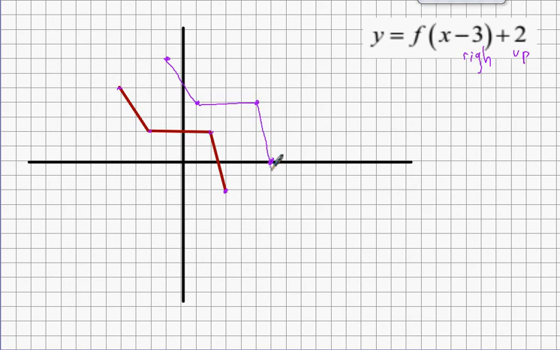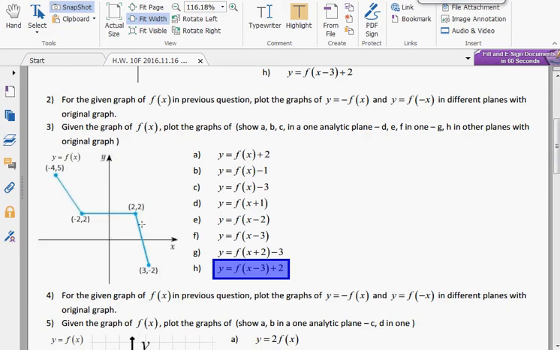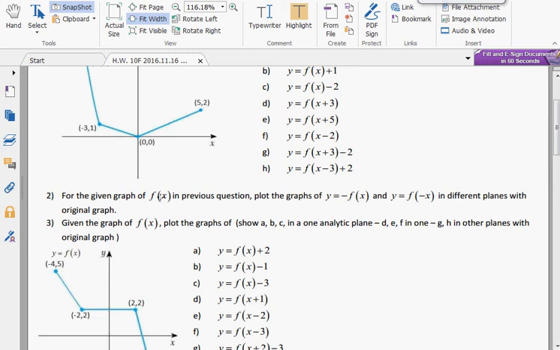Something very easy, okay? Now, the harder part about this question is for each of them, for the first and second. Look at that. For the first and second question, I gave you the thing. For the given graph in the previous question, for this graph, draw y is equal to minus f of x and y is equal to f of minus x. Minus f of x, f of minus x.